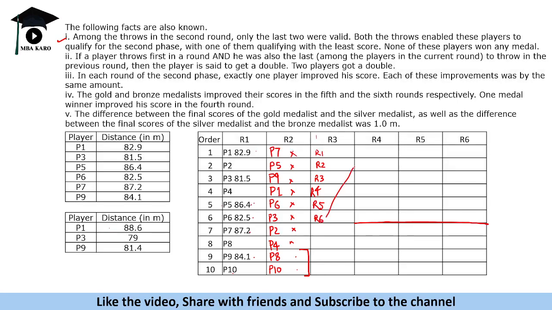So rank 6 will throw first here. This will become rank 6, rank 5. So the order will reverse in this round. That is given to us.